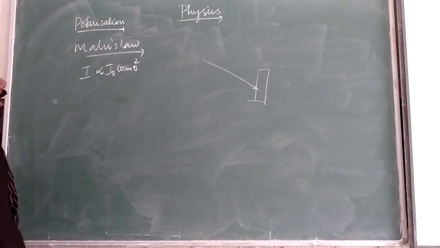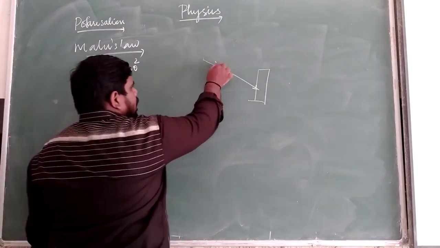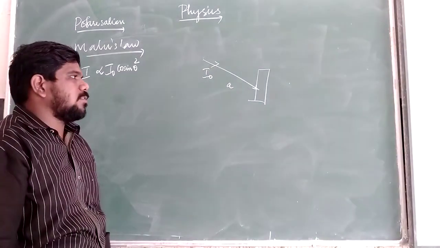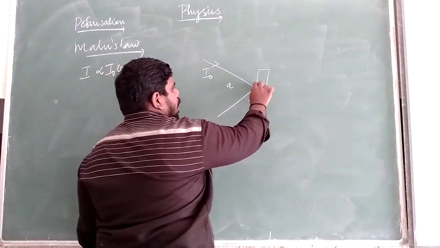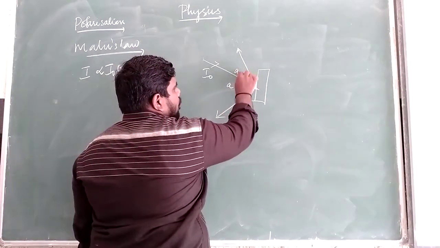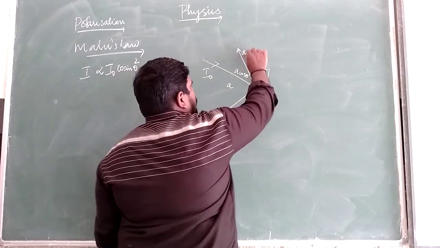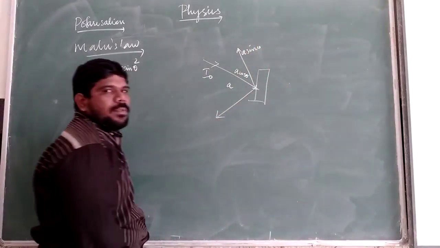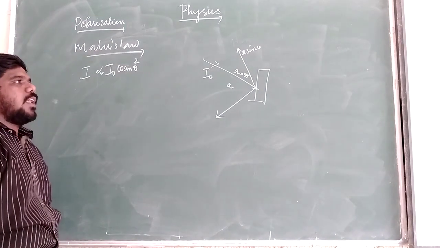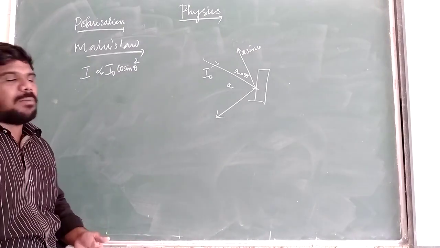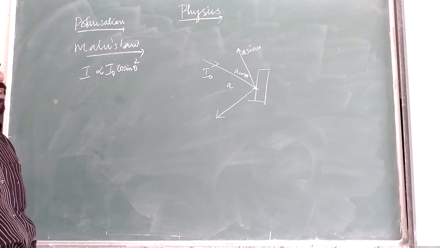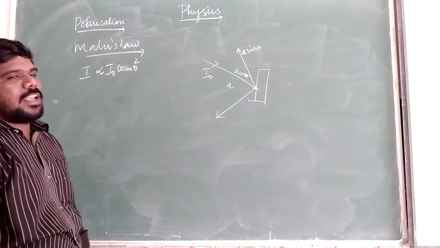Okay, so when a ray of light having an intensity I0 and amplitude A falls on an analyzer, the amplitude will be resolved into two components. One is the parallel component, A cos theta, and the other is the perpendicular component, A sin theta.